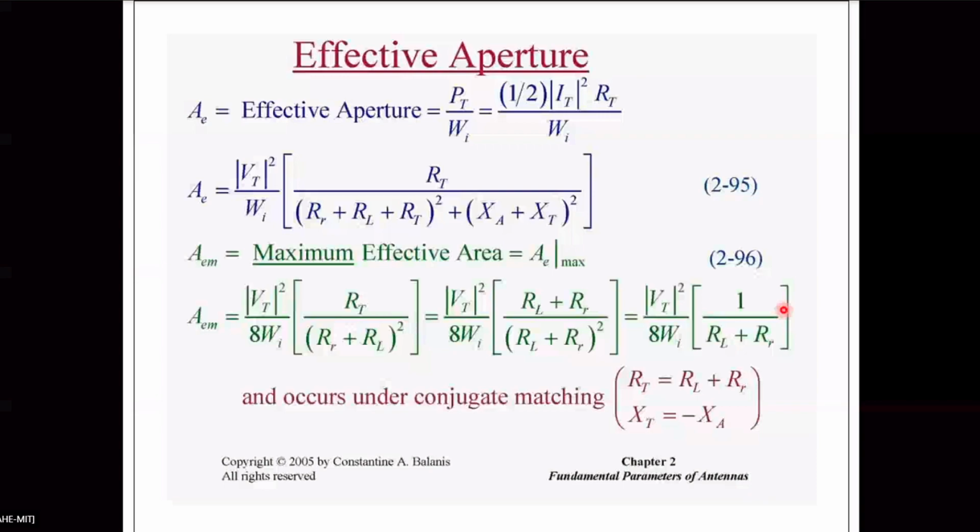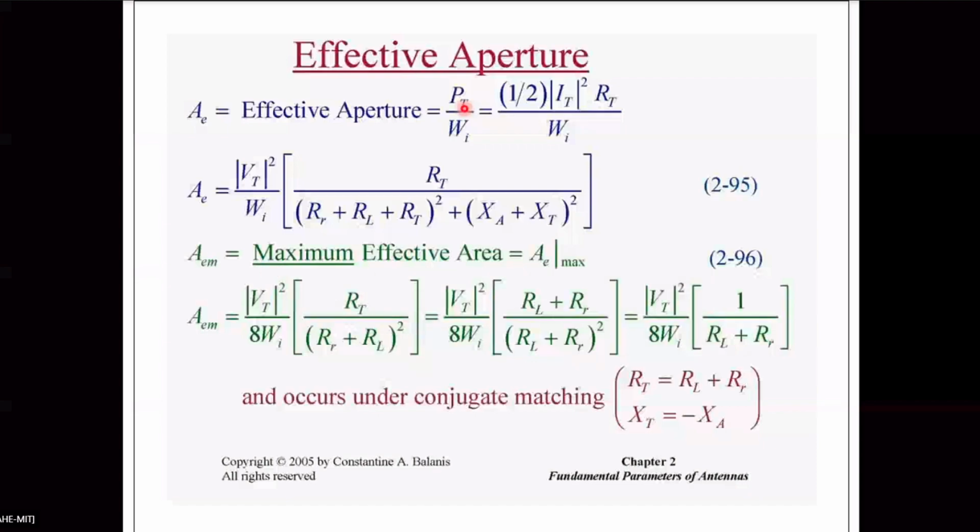Now, can you derive this relationship? So you already know that in the receiving mode, PT is half IT square RT by WI. Now you expand this ITU, so it is given by this. So maximum effective aperture is got when the PT is maximum.